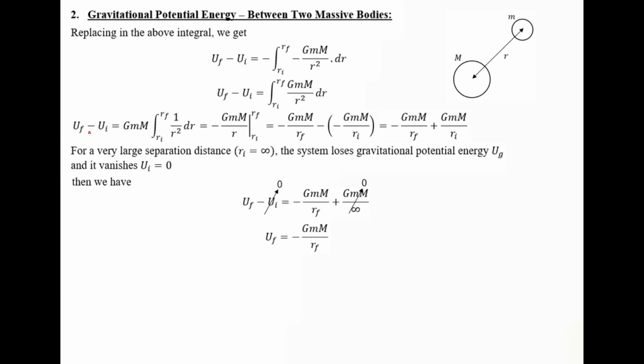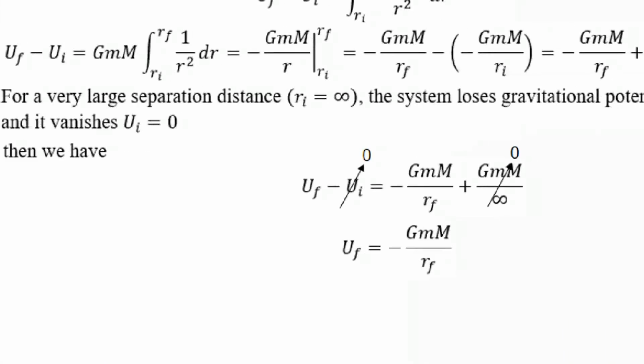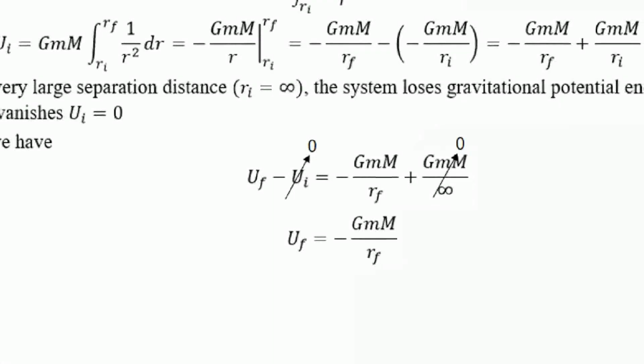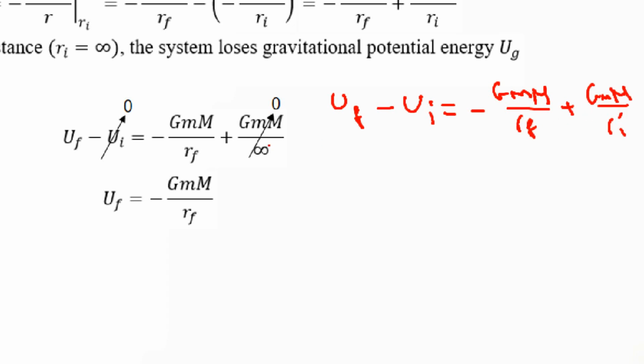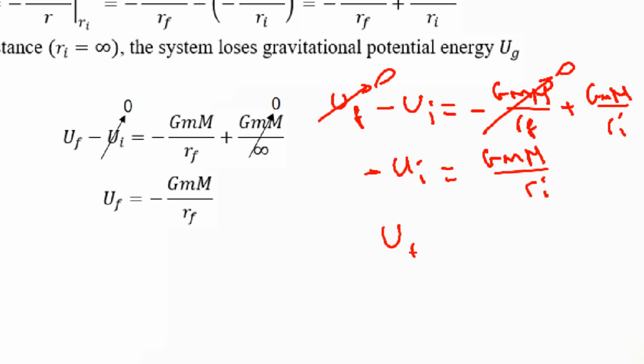Now what about choosing the final position to be infinity? Let me explain here. Let me refer to this equation: UF minus UI is minus GMM over the final position plus GMM over the initial position. I will go with the final position to be infinity, then that would be 0, which means that minus UI is GMM divided by RI. Again, the potential energy in this case is given by minus GMM over RI.